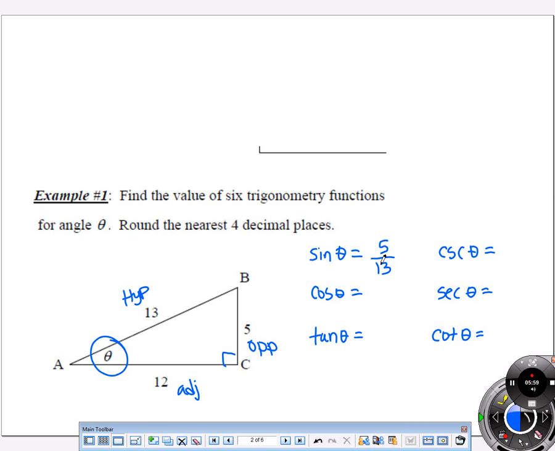All right, somebody else, the cosine. Shelby? Good, 12 over 13. Notice she's picking out the adjacent over the hypotenuse. All right, what about tangent? Yeah? Say it again, sorry. 5 over 12, so our opposite over our adjacent.